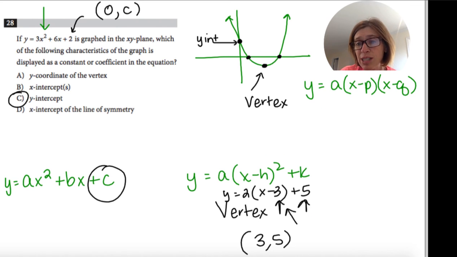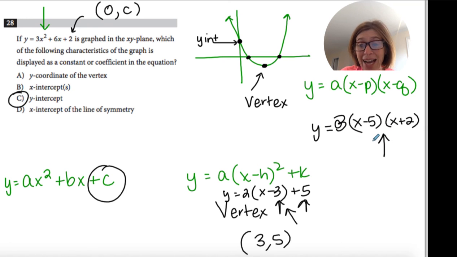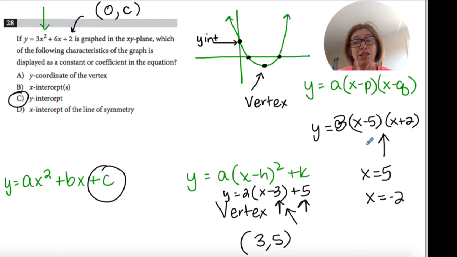This one, intercept form, I call it factored form. I'll give that a 3. I can see the factors, so therefore I can see the x-intercepts of the graph. They're going to always be opposite values to what's in the equation, but I can see them just by looking at them.